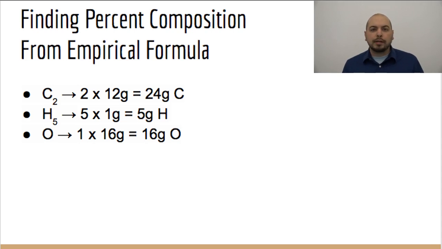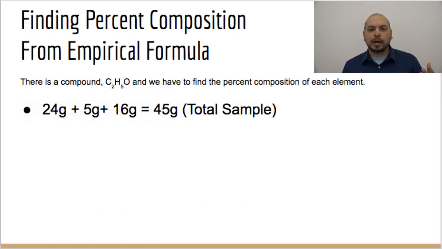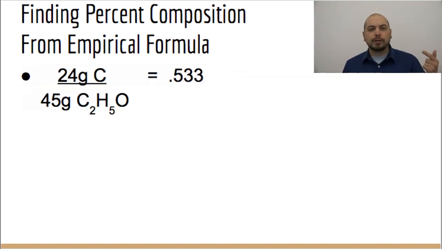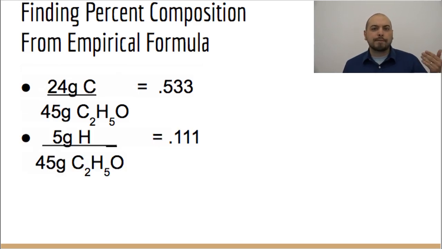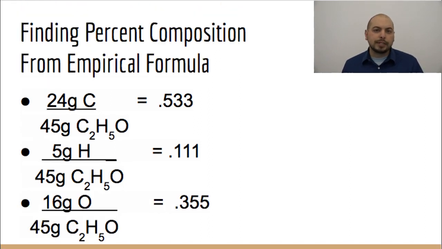Once we do that, let's assume we have 1 mole of this compound. If we have 1 mole of this compound, that means we have a total of 45 grams of substance. We would have the 24 grams of carbon, 5 grams of hydrogen, and 16 grams of oxygen. So now let's assume we have 45 grams of this substance. What percentage was carbon? Well, all we have to do is take 24 and divide it by our 45. What percentage is hydrogen? Well, we take our 5 grams and divide it by 45. And what percentage is oxygen? We take our 16 grams and divide it by 45.